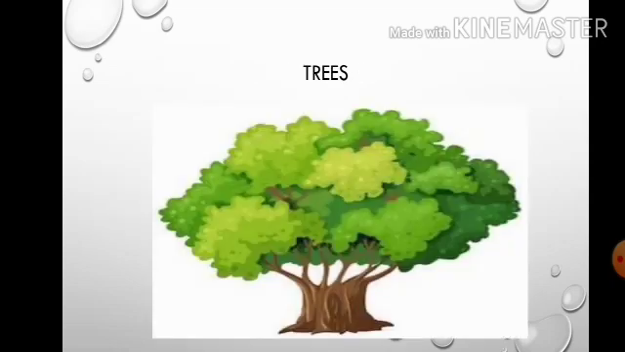First one, trees. Have you seen trees? Yes, they look very big and tall and also very strong. We can't lift or push trees very easily because they are very big and strong, and they also have a very hard and big stem, leaves and branches. Trees can live for many years. Examples: banyan tree, mango tree and neem tree. These are all examples of trees.